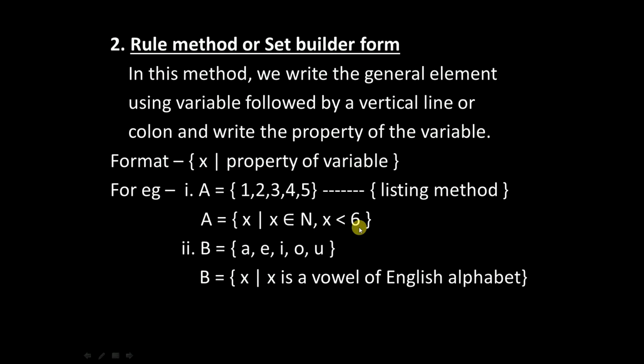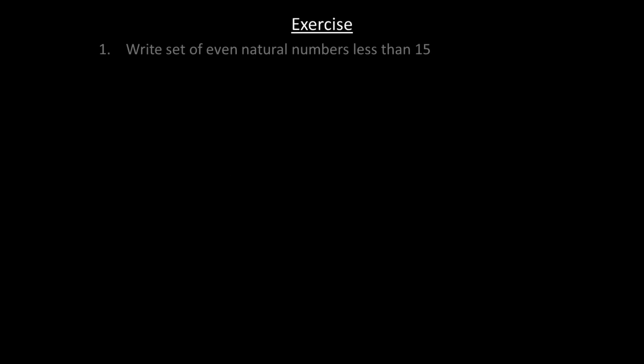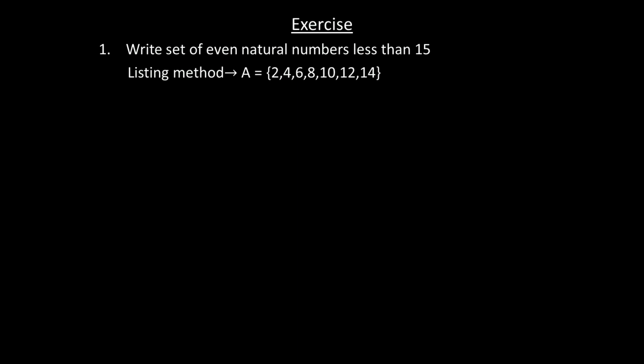Now we are done with the two methods, but let us do some exercises based on the rule method and the listing method. The first question here is: write the set of even natural numbers less than 15. So here we have to consider even natural numbers less than 15. Even natural numbers are 2, 4, 6, 8, 10, 12 like that, but you have to take them less than 15. We are going to write this set in two methods. First is the listing method and second is the set builder form.